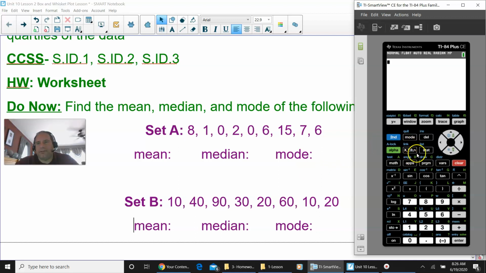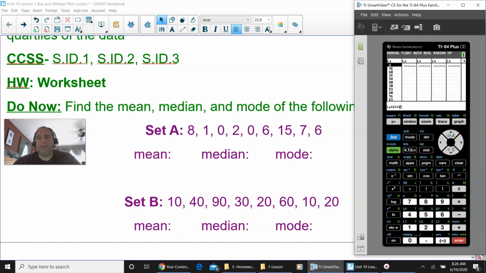So we are going to press stat because we're going to put set A into our calculator. We're going to press enter, and we notice that we have a list in there from the prior question that we did. So you go up to L1 and you press clear, and then you press down and all of those numbers will be gone.